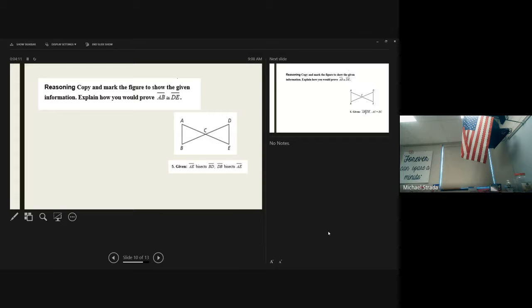Then these angles are going to be congruent because of what? Vertical angles. Triangles are congruent by which theorem or postulate? Side-angle-side. And then AB is congruent to DE by what 5 magic letters? CPCTC.